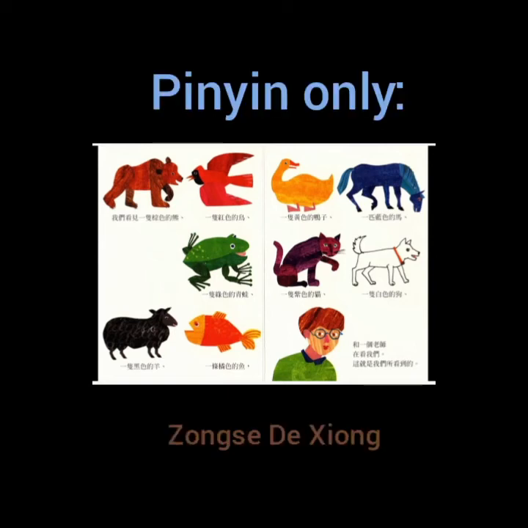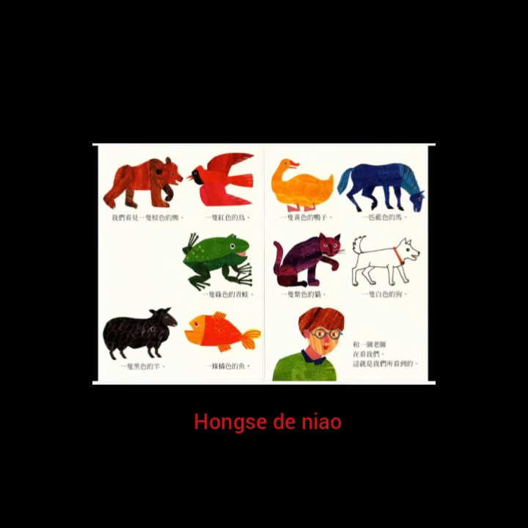So 棕色的熊，红色的鸟，黄色的鸭子，蓝色的马，绿色的青蛙，紫色的猫，白色的狗，黑色的羊，and then 橘色 or 橙色的鱼, and then there's a teacher 老师 and children is 孩子们. So don't overthink it too much. I hope this makes sense. Go watch the story.